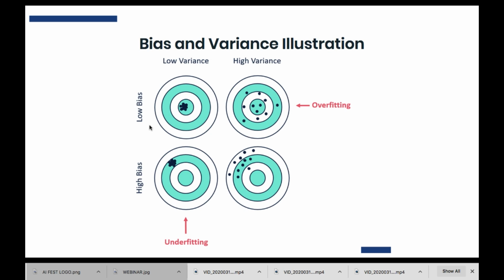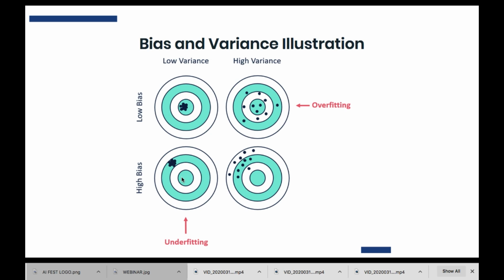Now you can see this is the bullseye diagram, and the middle is the real target. The actual target is the real middle, and you can see this one has low variance and low bias, which is the bias and variance trade-off. It's at the middle, which is the right target. This one is scattered, it's not at the middle, so that means it has high variance and low bias, which leads to the term we mentioned earlier, overfitting.